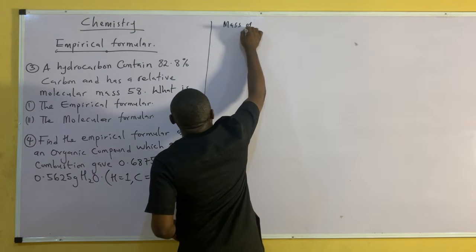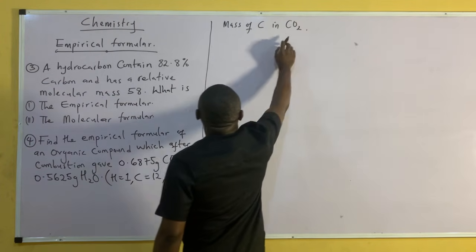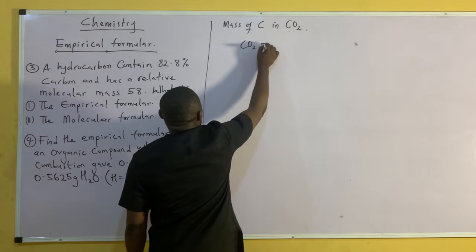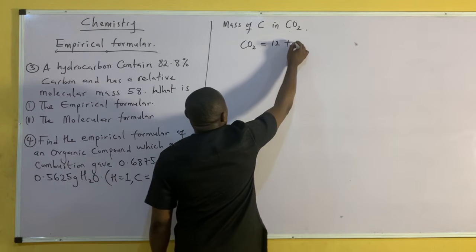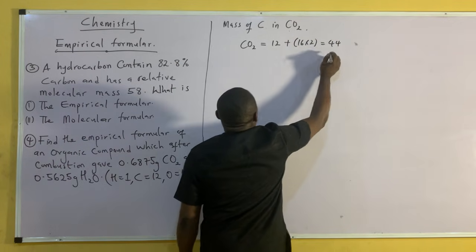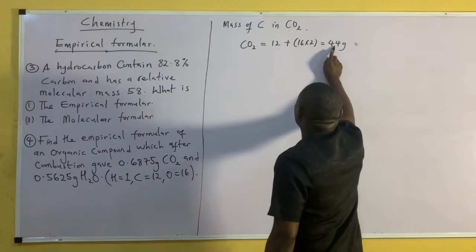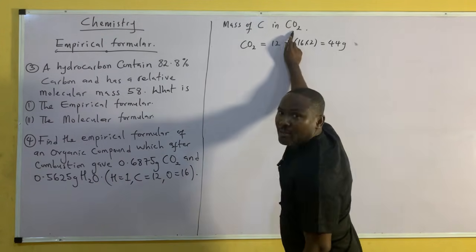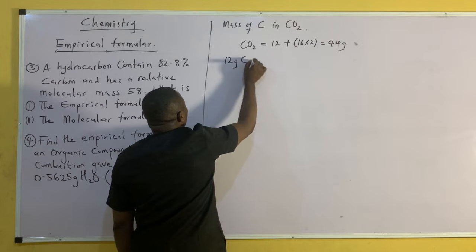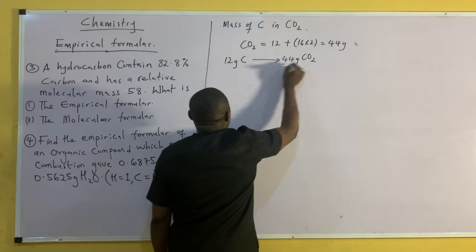So I would say, mass of carbon in CO2. Now remember that CO2 is a compound. CO2 equals 12 plus 16 times 2, which is 44. So it means that 12 grams of carbon is present in 44 grams of carbon dioxide. So I will say 12 grams of carbon is present in 44 grams of CO2.